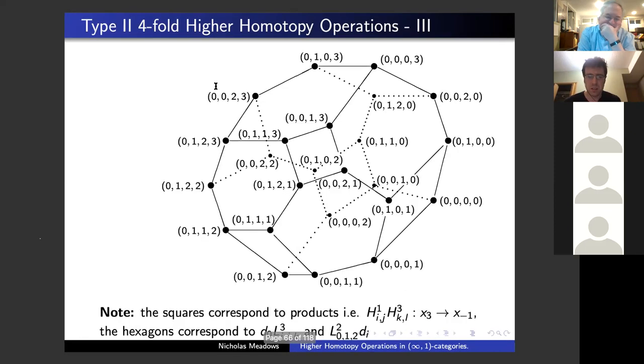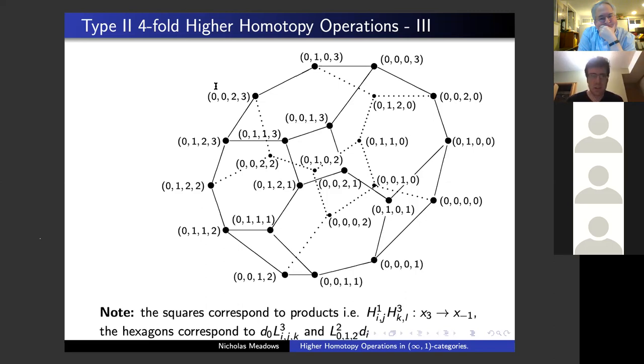And essentially this gives us a map. This is like the boundary of a 3-permutahedron, and this gives us a map, an element of pi_2 of the space of maps. So we think of this as happening in the space of maps from X_3 to X_{-1}, and the homotopies are like maps from the unit interval to that, and so on, and these higher coherence things are like maps from the hexagon to that, and so on.